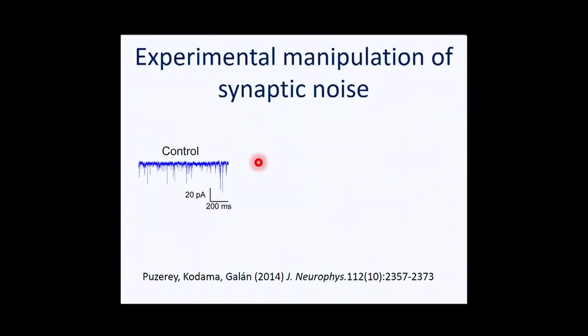Now, can we manipulate this? We found a way with my students, one of them is sitting here with me, Nathan Kodama, to actually control or manipulate the level of noise. When we presented a drug that happens to be an antidepressant, what we discovered is that the synaptic currents become wild, very noisy. They are still very random, but very large. Moreover, we showed that the noise increases so much that in vivo it generates epileptic seizures.